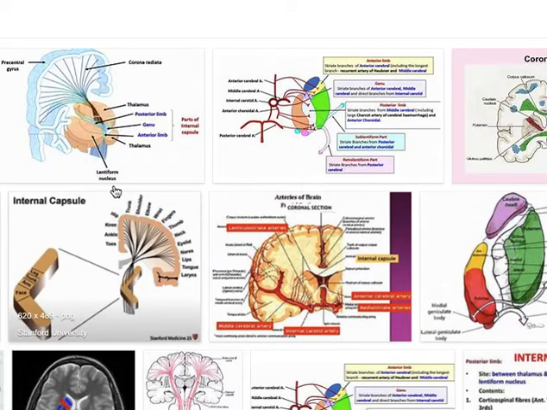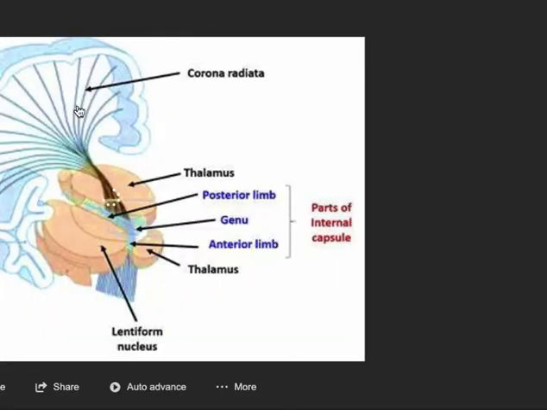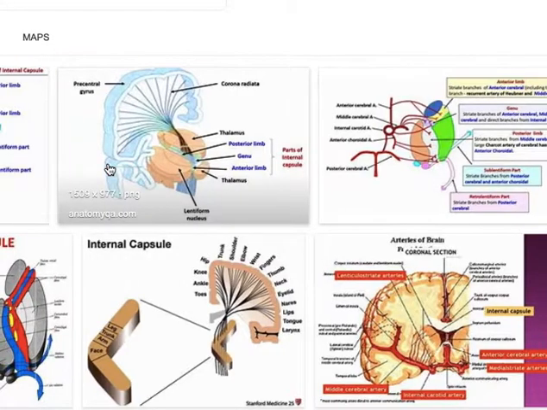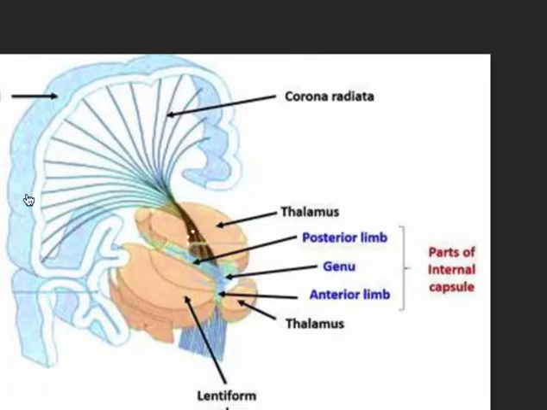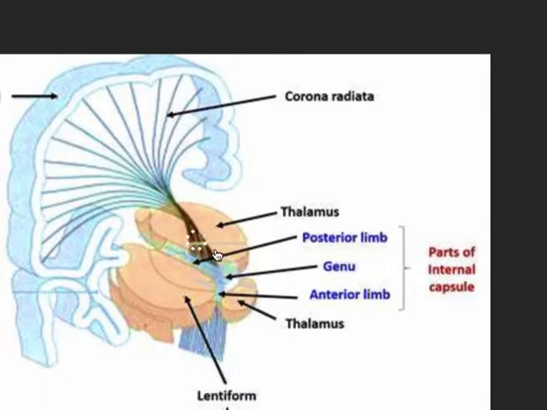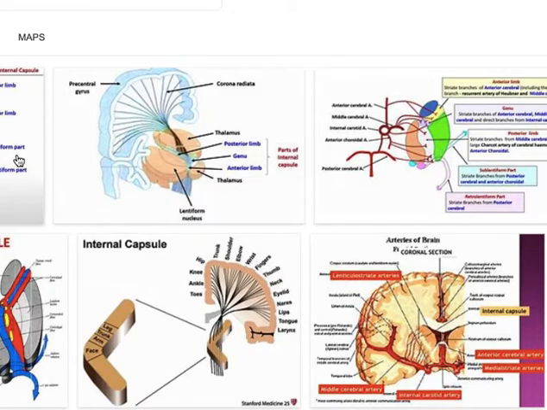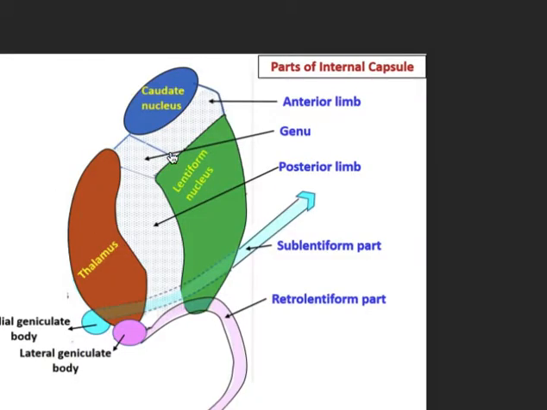A very nice diagram, by the way, I can find over here. Basically, all the fibers coming from the cortex converge together and pass through a very tight bundle. We call it the internal capsule, okay? This is a cross section. So see, this is the internal capsule, and these are all the fibers. This is the posterior limb, this is the anterior limb, and this is the genu, which is the middle part, or the angle of the internal capsule.